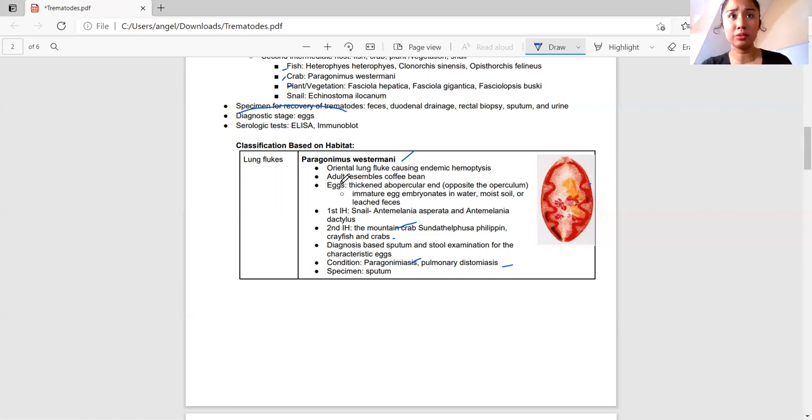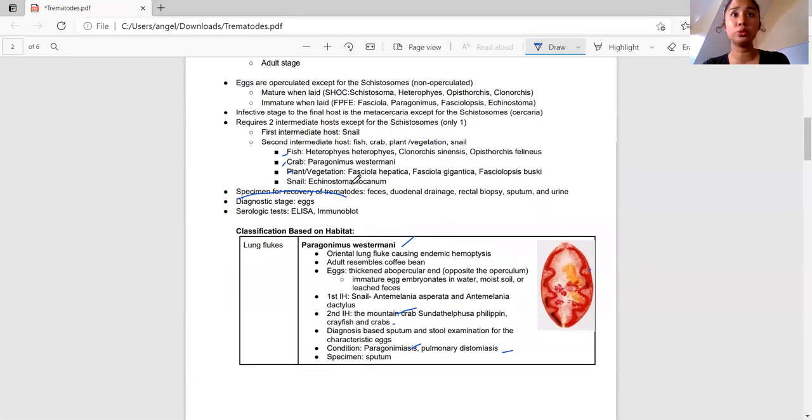So, the ova class has operculum. So, it's immatured when laid. Diba? Yun, FPF.